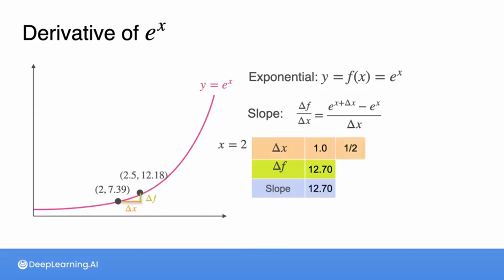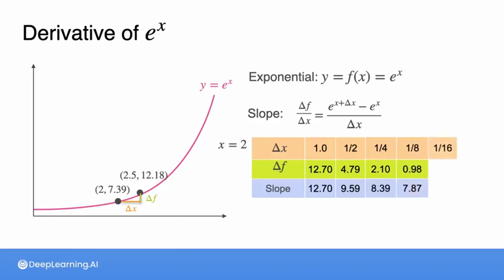Now let's reduce the interval to length 1/2. The delta f is now 4.79 because it's e to the 2 plus 0.5 minus e to the 2. And delta x is 1/2. So the slope is 4.79 divided by 1/2, which is 9.59. If we do it for a quarter, then delta f is 2.1 and the slope is 8.39. If we do it for an eighth, then the slope is going to be 7.87. For 1/16, it's 7.62. For 1/1000, it's going to be 7.39.